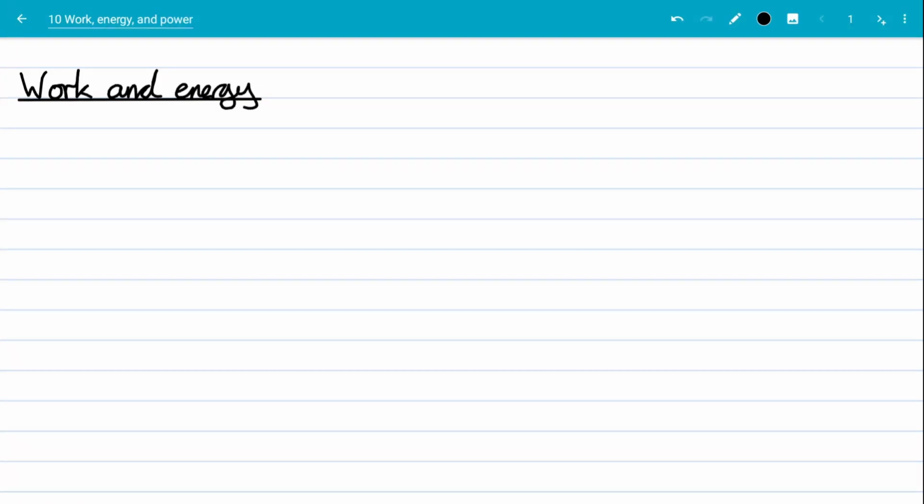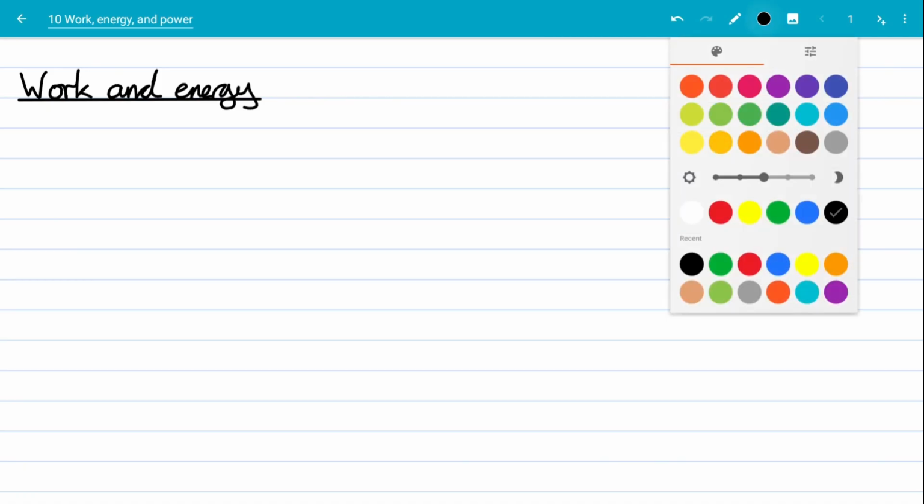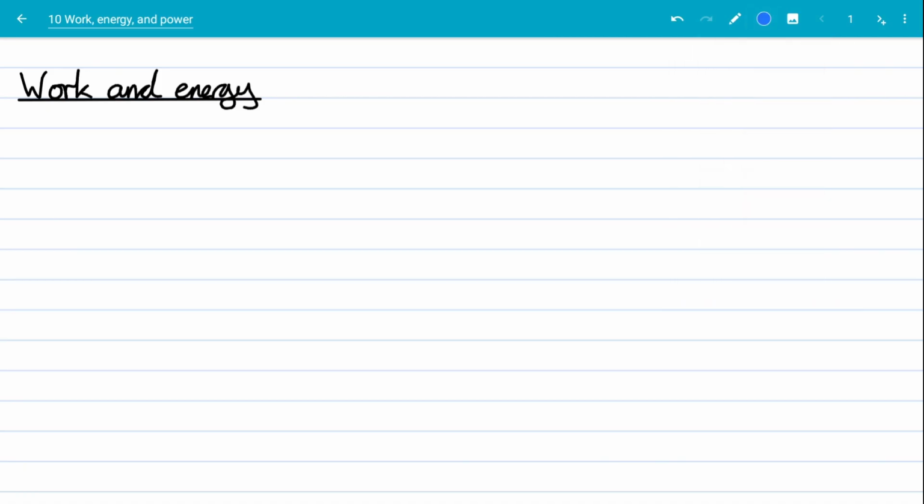When we talk about work and energy, we talk about energy stores and energy transfers, which some people I've heard call energy pathways, but I'm not a fan of that particular terminology. So let's break our page into two for stores and pathways. Let's start with energy stores.